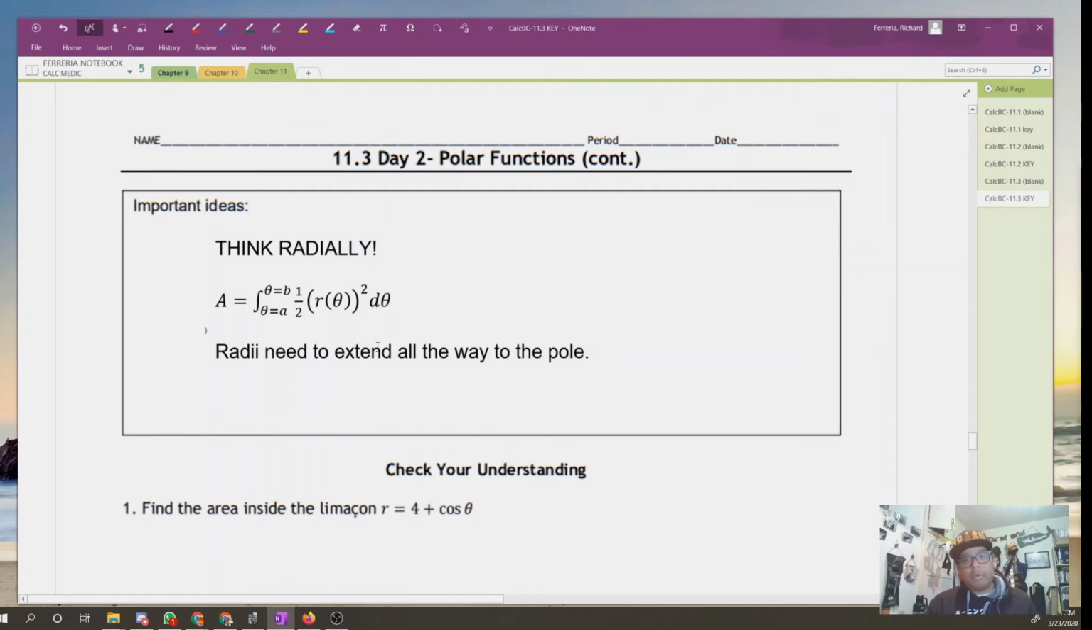Now there's only one formula in this entire second day of 11.3, and that is the area formula. Think radially, and what I mean is think in terms of radii. You've got to think in pizza slices, which shouldn't be hard because I know most of us love pizza. So think in pizza slices. Don't think in terms of rectangles. This is not the best way to think of these.